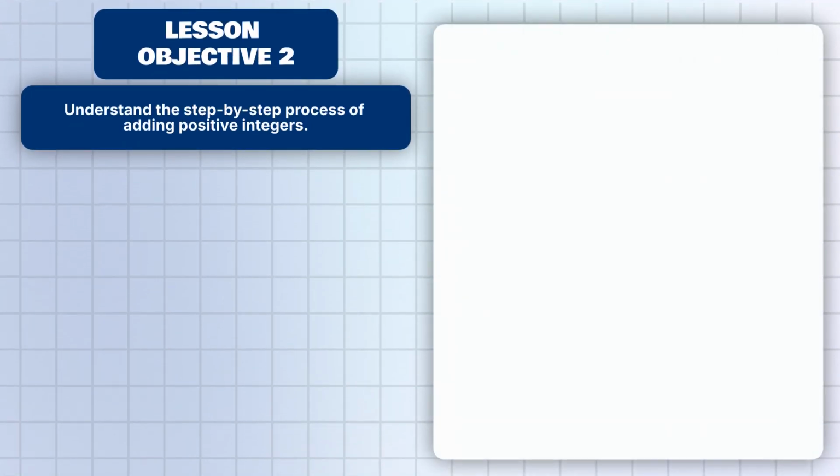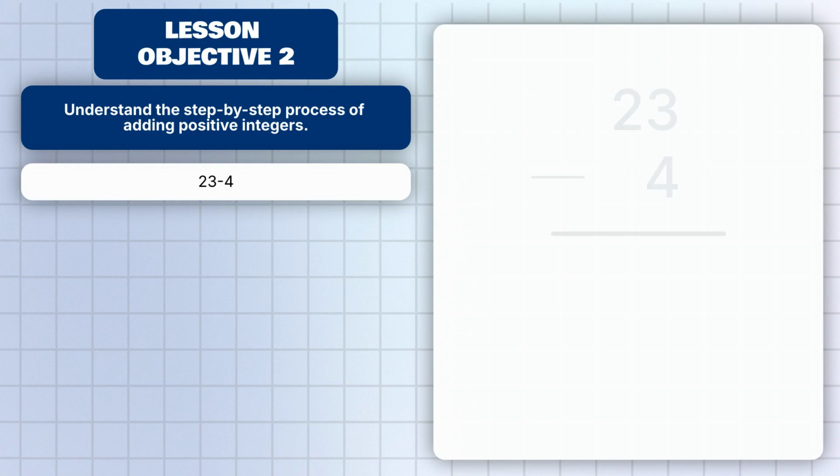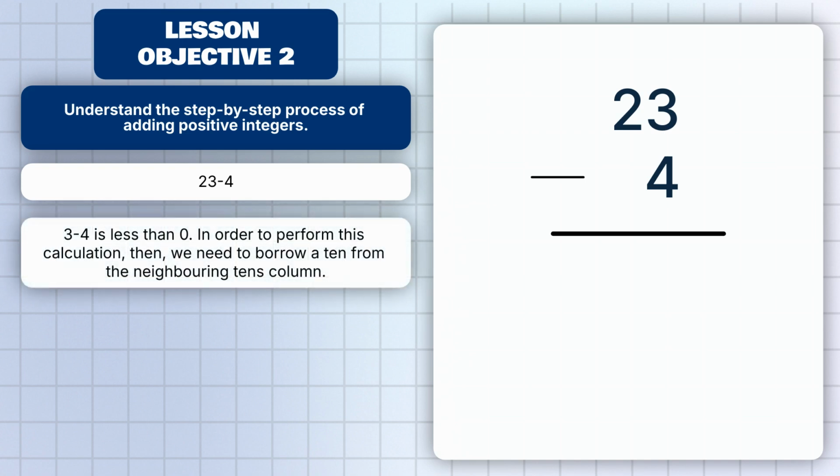Let's now take a look at a slightly more complicated example, 23 minus 4. Again, we set this problem up as usual. Let's perform subtraction now on the unit column. Something you might notice, though, is that 3 minus 4 is less than 0. In order to perform this calculation then, we need to borrow a 10 from the neighboring tens column like this. We now perform the calculation as 13 minus 4, which gives us 9. Moving on to the tens place, which now only has a 1, we carry it over so our answer is 19.